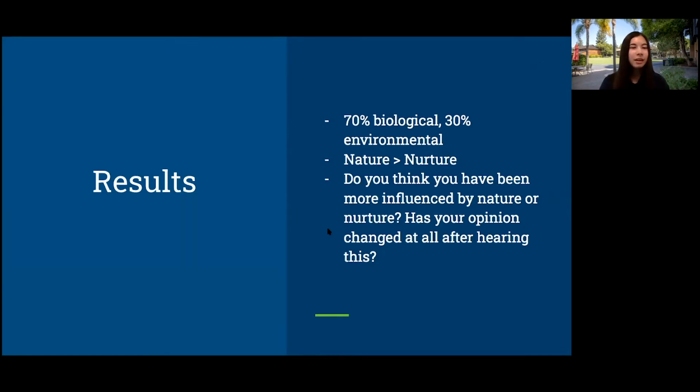So you'll notice here on this slide, we were talking about results. We designed it to pull out all the key points that we wanted people to take away. In the beginning of this presentation, we asked you to think about whether you thought nature or nurture had a greater influence on who you are as a person. After hearing about the study, has your opinion changed at all?